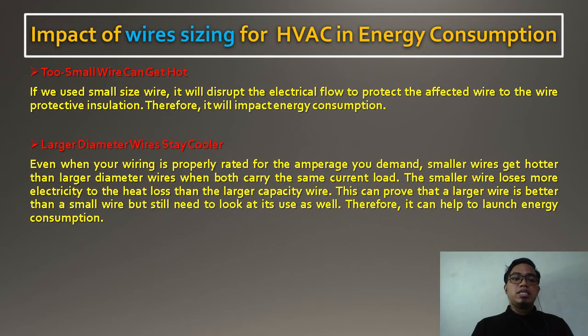And the last one is that larger diameter wire stays cooler. Even when our wire is properly rated for the amperage demand, smaller wire gets hotter than larger diameter wire when both carry the same current load. The smaller wire loses more electricity to heat loss than the larger capacity wire. This proves that the larger wire is better than a small wire, but we still need to look at its use as well. Therefore, it can help to reduce energy consumption.